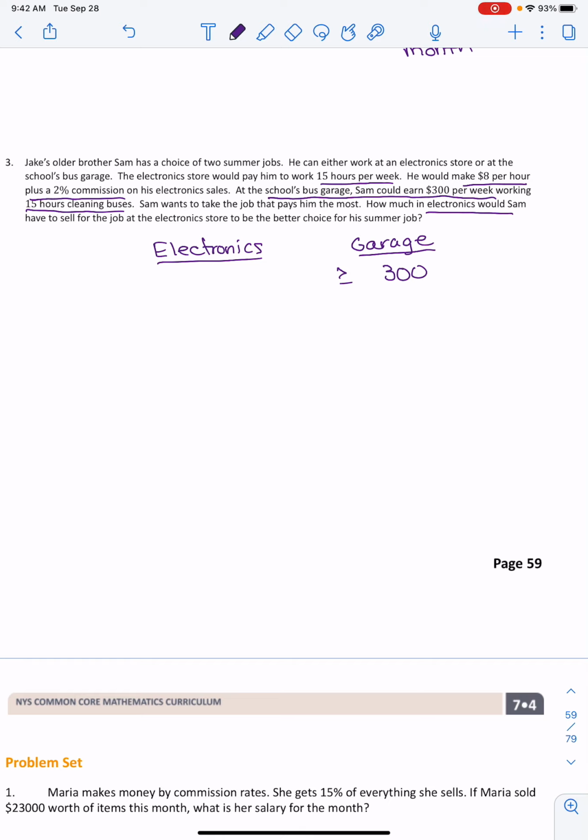Well, we know they would pay him $8 an hour for 15 hours and 2% commission on all his sales. And we don't know what his sales are, so that's going to be our variable, our X. So if I solve this inequality, 8 times 15 is 120. So we do that first. And we bring everything else down.